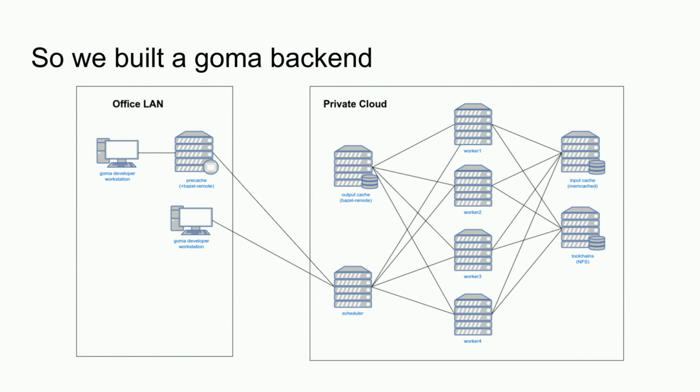On the private cloud side, we've got all communication going through a scheduler, which is basically a simple load balancer which sends the exec requests to the least loaded worker in our cluster. There's a memcached instance that keeps track of all the input files. There's a toolchain server which maintains all the toolchains indexed by their hash. And there's an output cache which is using Bazel Remote. We're actually kind of abusing the Bazel Remote API here, storing arbitrary blobs via the action cache because there's no validation there.